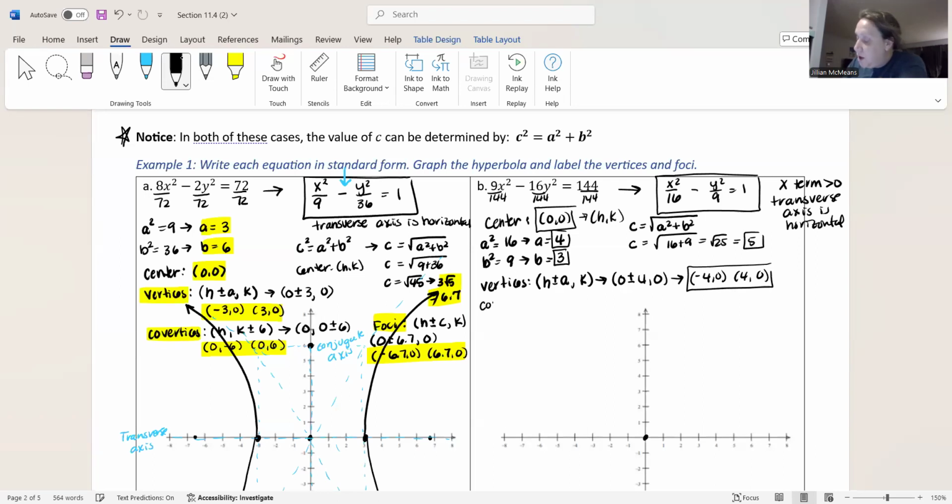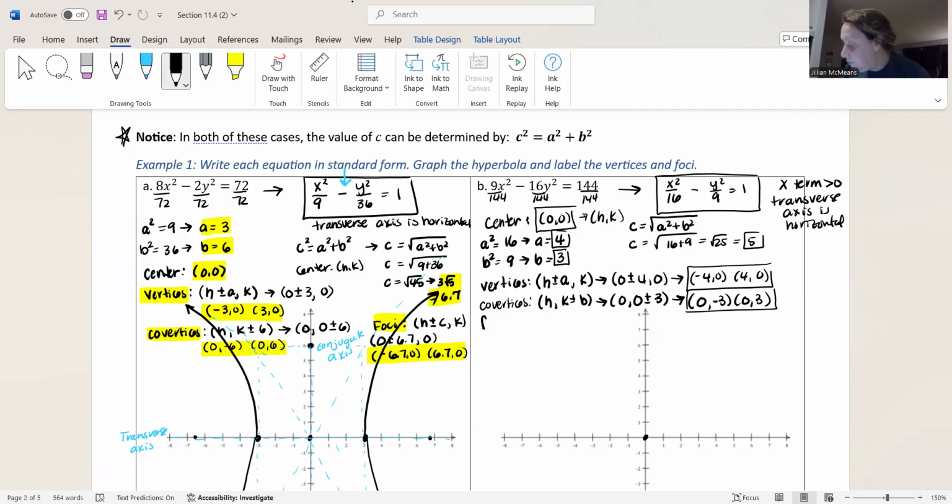Okay. Now the co-vertices, remember, they run along the conjugate axis. So if the transverse axis is horizontal, the conjugate axis is going to be vertical. So that means we need to play around with the y values of our center. So the co-vertices are going to be a very specific distance from the center. In fact, they're going to be b units away from the center. So our co-vertices are going to be at h, comma, k plus or minus b. So 0, comma, 0 plus or minus 3, that's our b. So our co-vertices are going to be 0, negative 3, and 0, positive 3. So we've got our co-vertices.